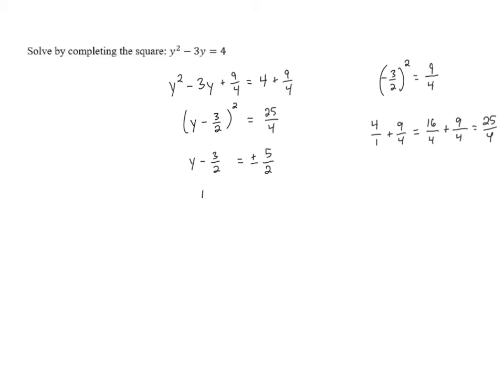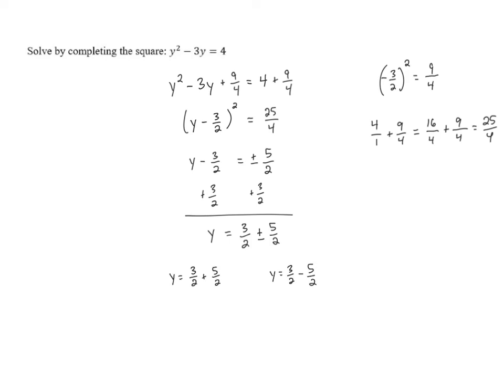Now, to get y alone, we have to add 3 halves to both sides. When we do that, we're left with y on the left-hand side, and on the right-hand side, we have 3 halves plus or minus 5 halves. Now, we know that this corresponds to two solutions. One of them is 3 halves plus 5 halves, and the other is 3 halves minus 5 halves. We're going to want to write these out separately. 3 halves plus 5 halves, or 3 halves minus 5 halves.